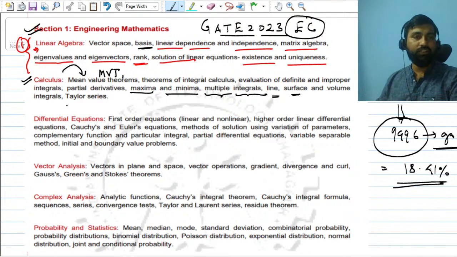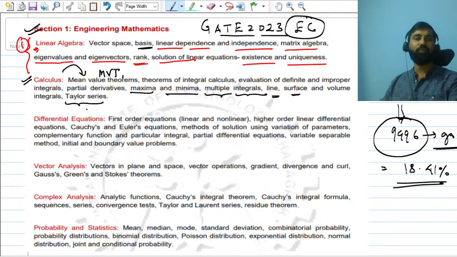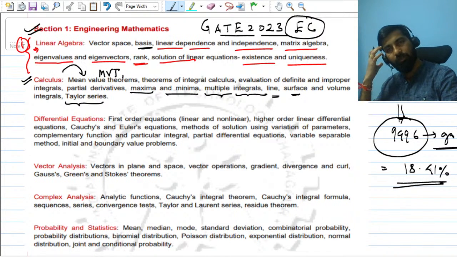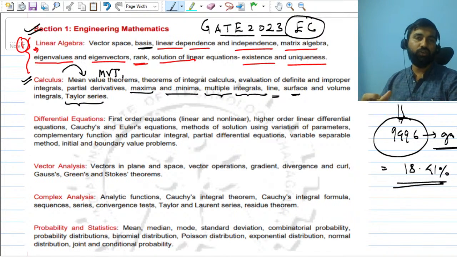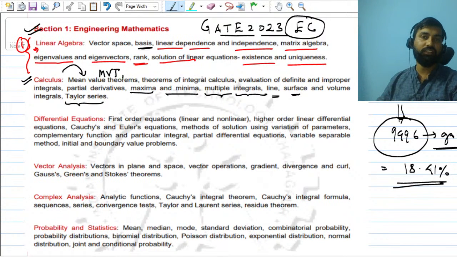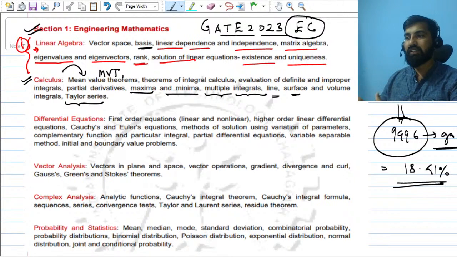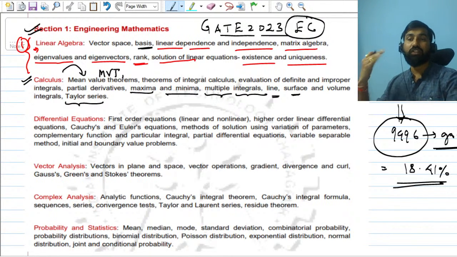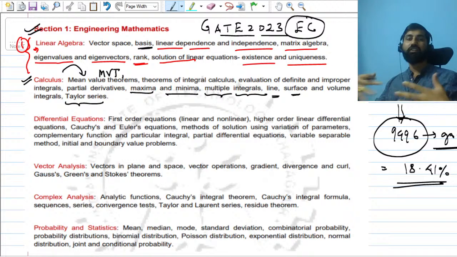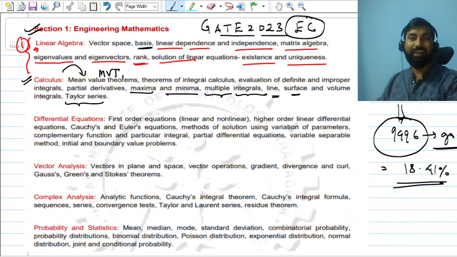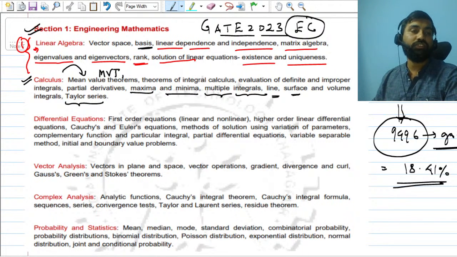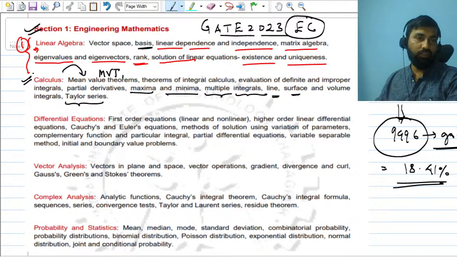And then Taylor series is one of the very important topics, which is very useful when we study small signal analysis of a diode. There we use Taylor series to make the non-linear device linear, so there we eliminate some errors. So calculus is one of the very important topics.